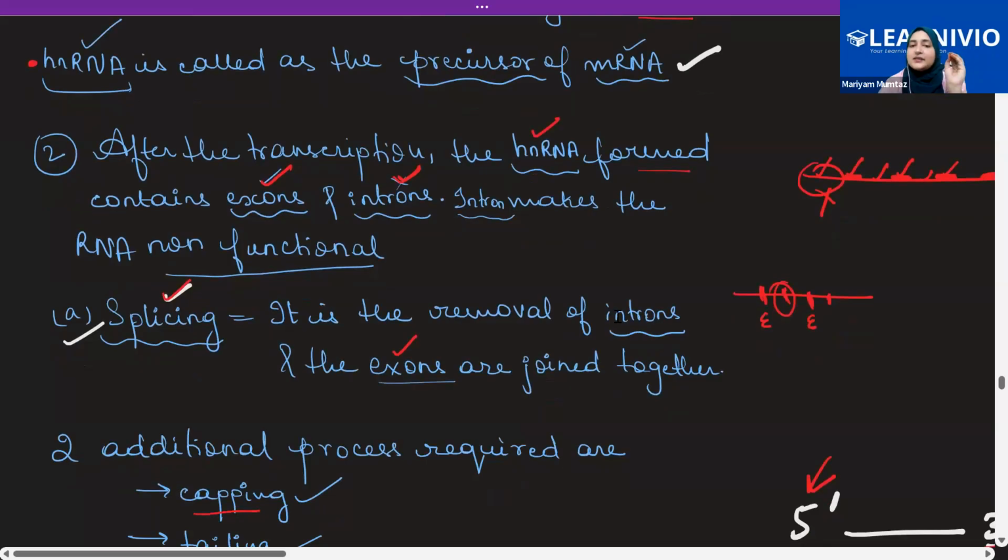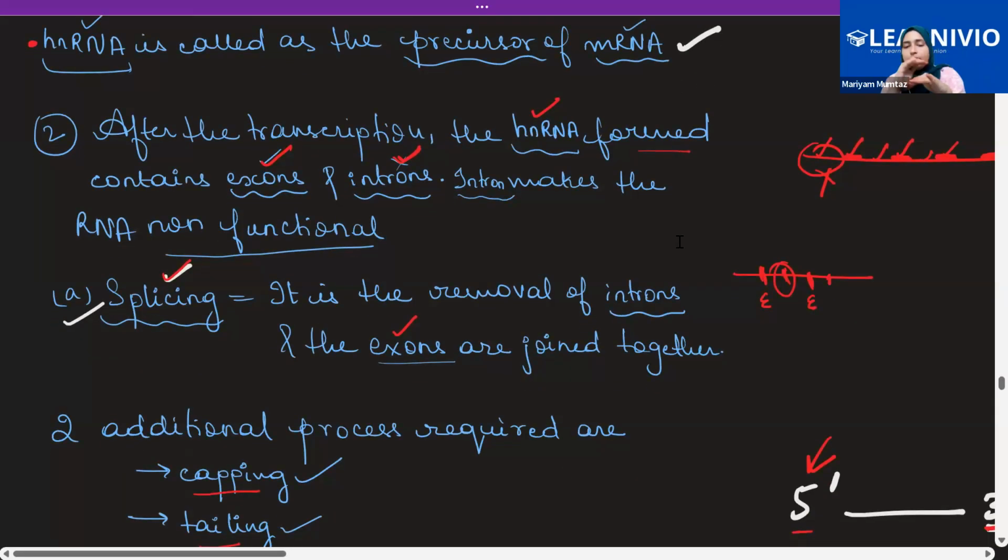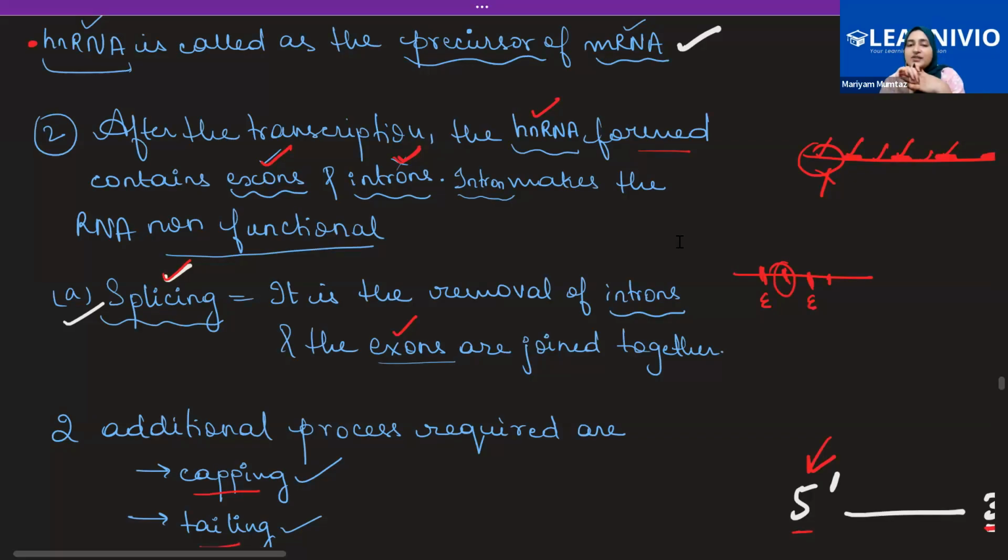Now, after the transcription is done, once the whole initiation, elongation, termination steps happen, the mRNA that is formed will undergo a lot of modification. This was not taking place in prokaryotes, but the modification will take place in the eukaryotes. So after the transcription, the hnRNA formed contains exons and introns. Now remember, these are sequences: coding sequences and useless sequences.